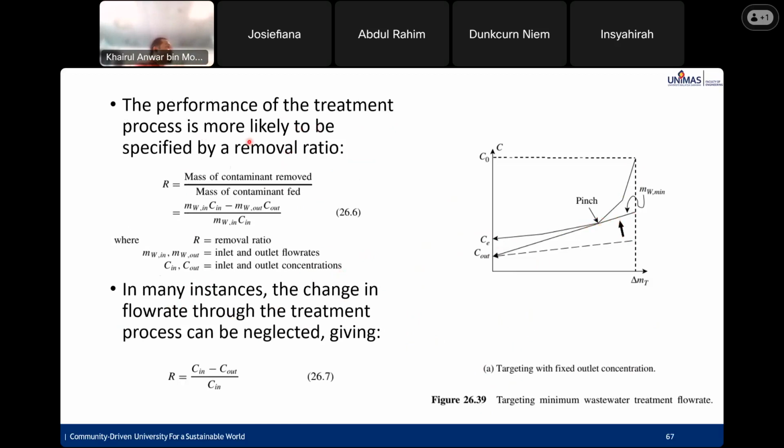The performance of the treatment process is more likely to be specified by a removal ratio. This is what I said, removal ratio. R is equal to mass of contaminant removed over mass of contaminant fed, so R equals (m in C in minus m out C out) over m in C in, where R is the removal ratio, m in and m out are the inlet and outlet flow rates, and C in and C out are the inlet and outlet concentrations. In many instances, the change in flow rate through the treatment process can be neglected, giving R equal to (C in minus C out) over C in.